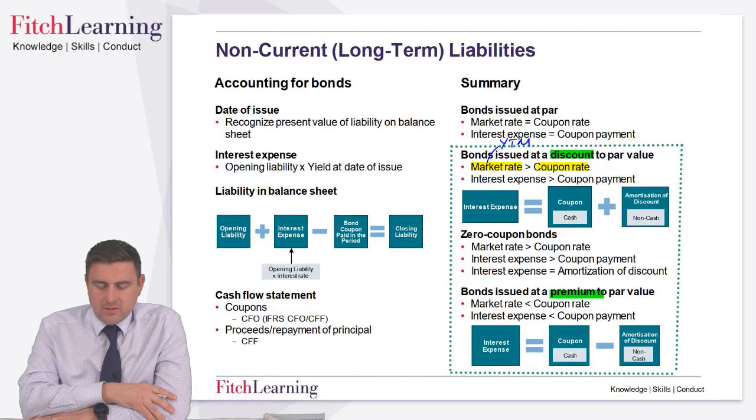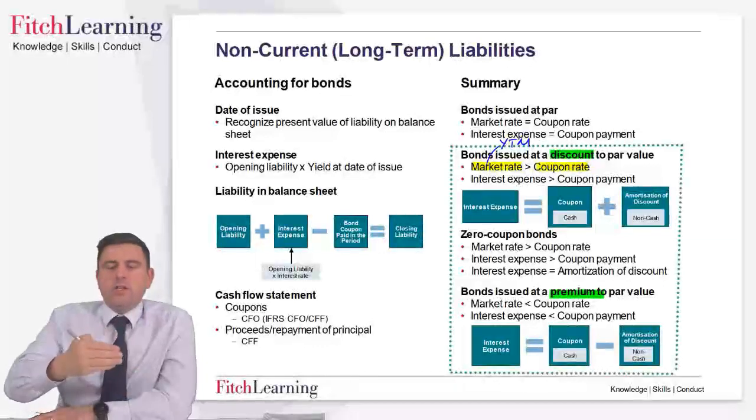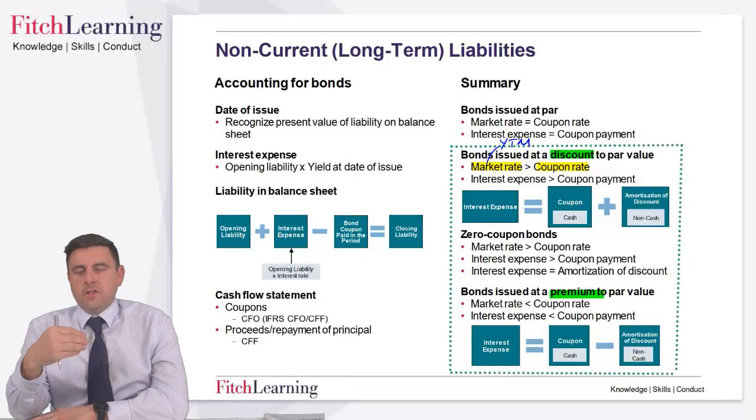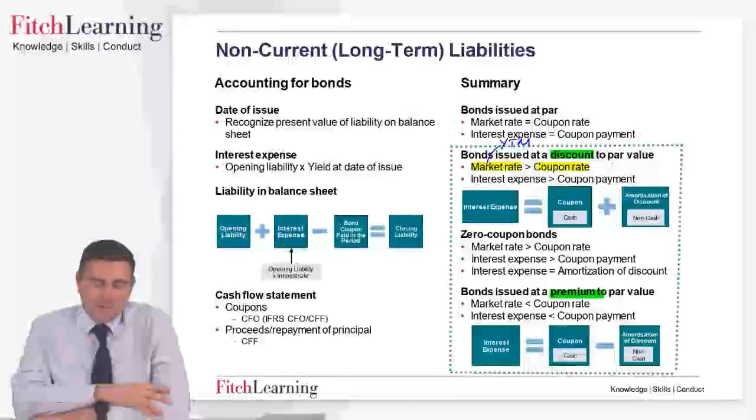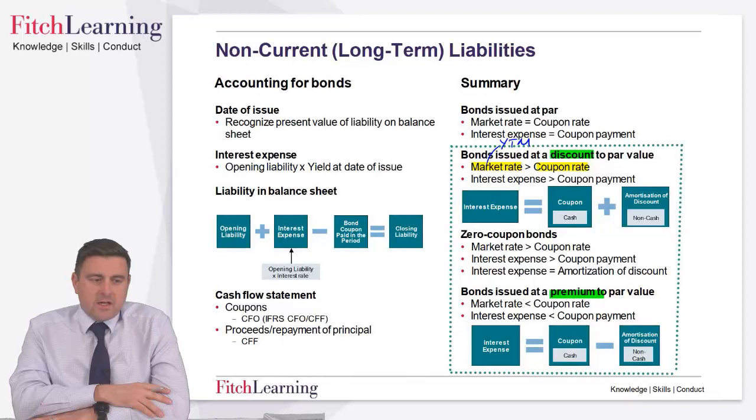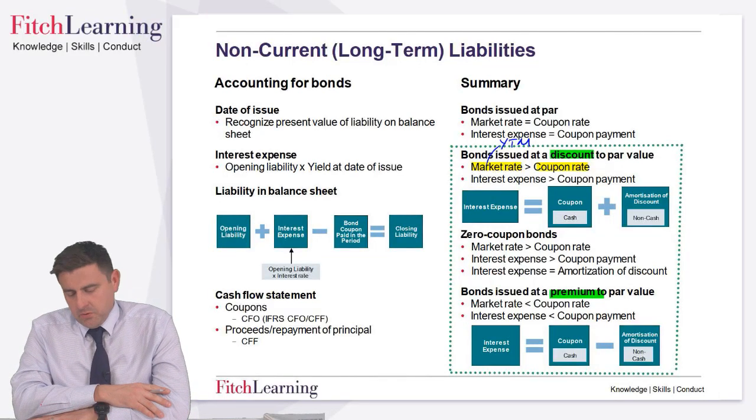And that's the return to the investor, of course, and it's going to be the cost to the issuer. So what we're going to do is look at the liability, the bond issuance, the cost that the issuer incurs, which of course would be the return to the investor. So you can naturally see the overlap with fixed income, where we're very much from the investor perspective, to here in accounts, which is obviously from the issuer perspective.